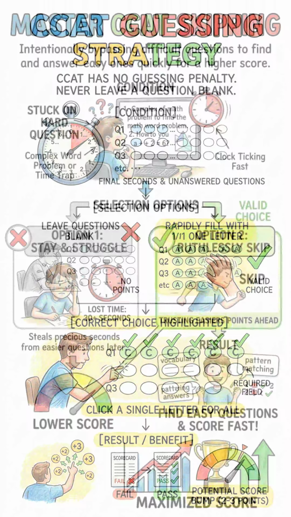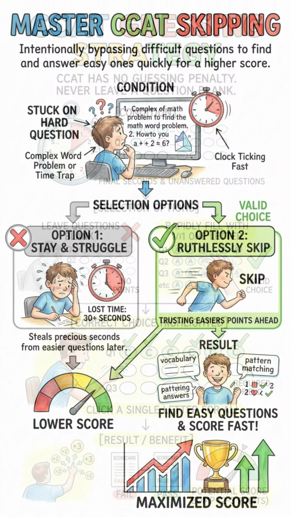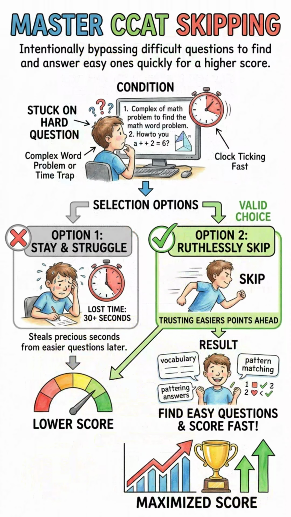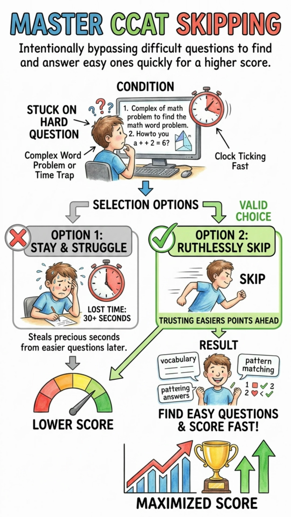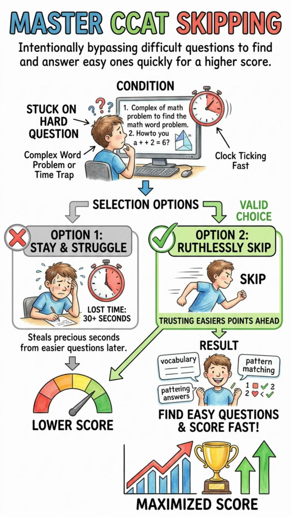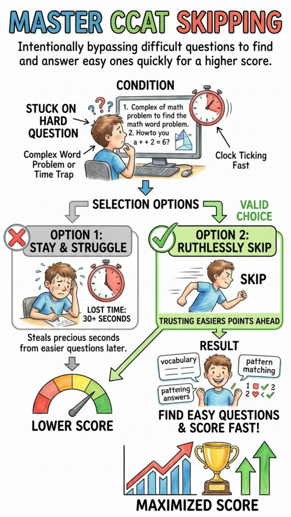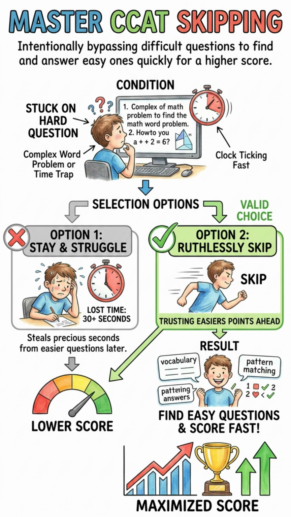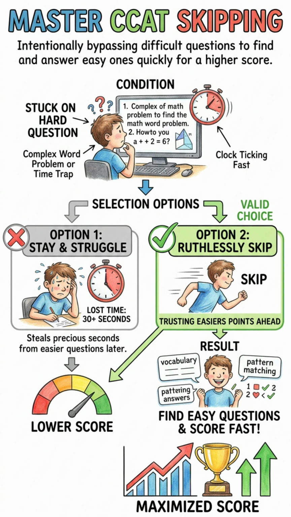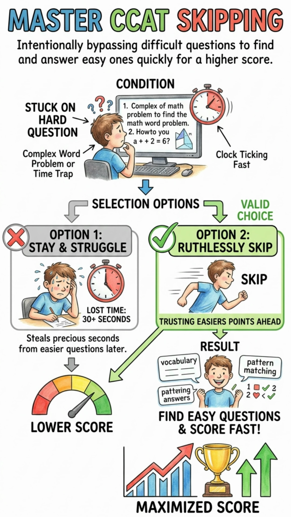To maximize your score, you must master the art of the strategic skip, which means intentionally skipping hard questions to find easy ones. The CCAT mixes all difficulty levels together, meaning question 45 might actually be much easier than question 12. If you stare at a complex math word problem for 30 seconds without knowing the first step, you're actively stealing time away from easy vocabulary questions waiting at the end of the test. You must ruthlessly skip any question that looks like a time trap, trusting that you will pick up faster points later.